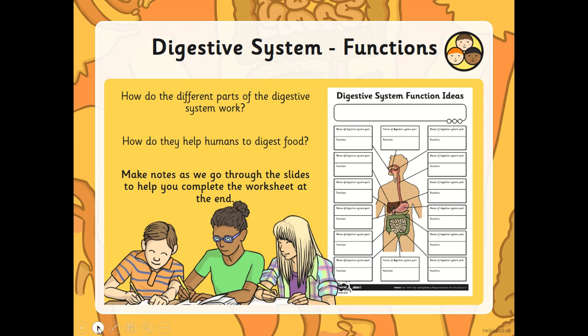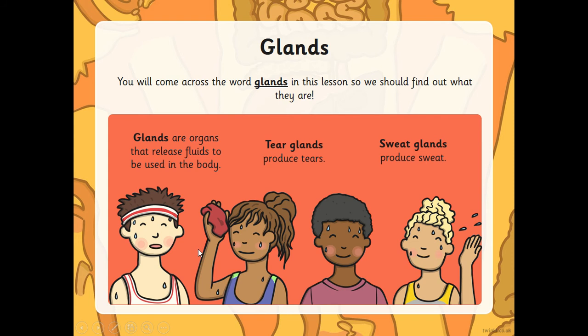So let's start then. So glands then. You will come across the word glands in this lesson, so we should find out what they are. So glands are organs that release fluids to be used in the body, so liquid fluids into the body. So we've got tear glands, there's an example. So when we cry or we're chopping onions, we produce tears. We've got sweat glands, which produce sweat. Okay, so those are glands, so they release fluid into the body or out of the body.